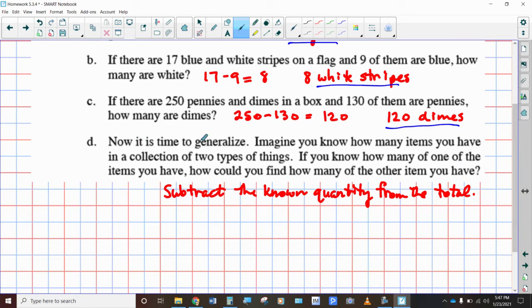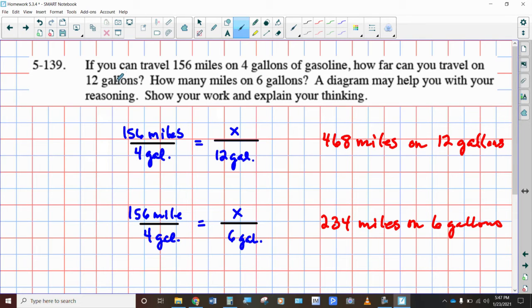So now it is time to generalize. Imagine you know how many items you have in a collection of 2 things. If you know how many of one there are, how could you find the other? Well, subtraction is the key in all of these situations. Subtract the known quantity from the total. All right, let's look at some proportional reasoning.